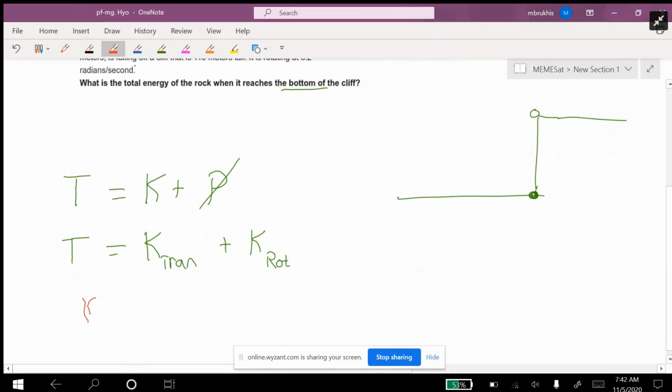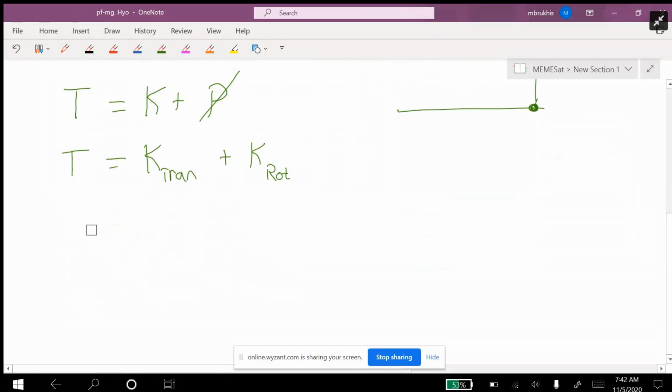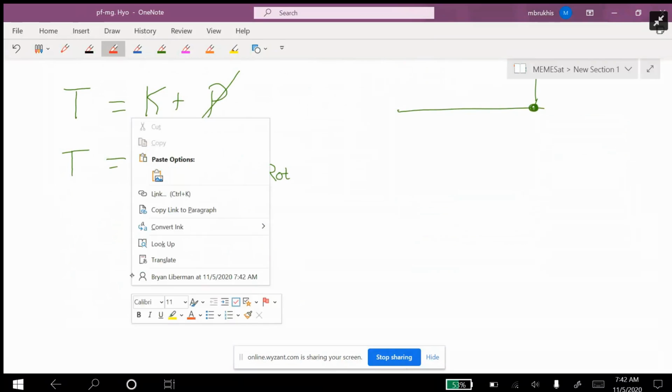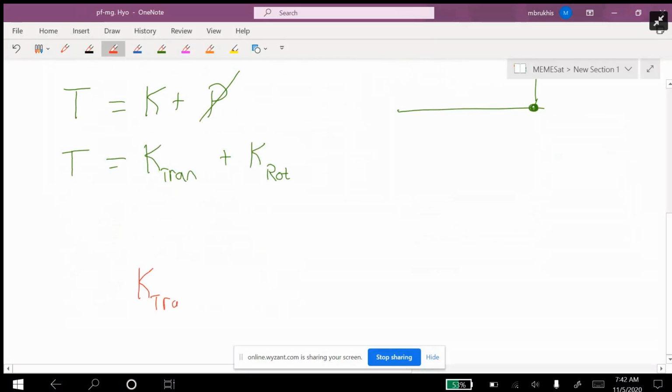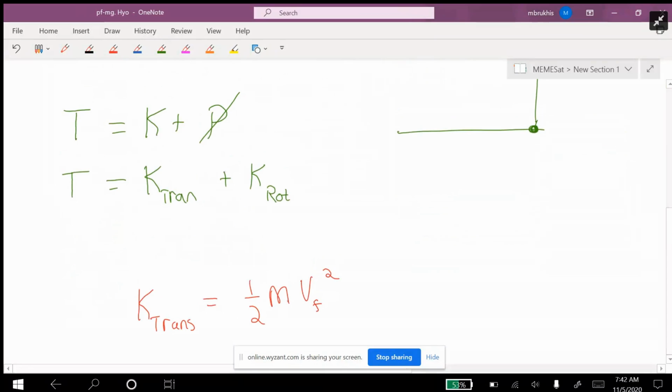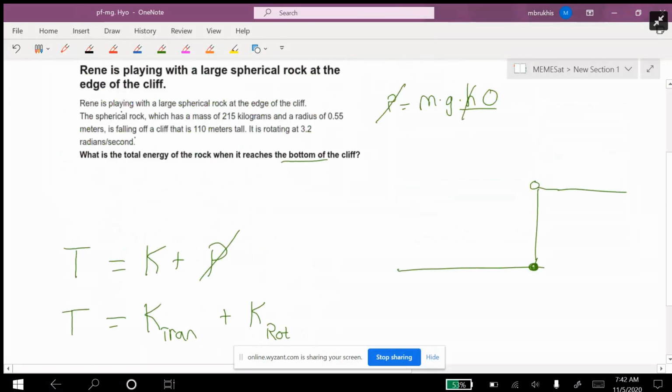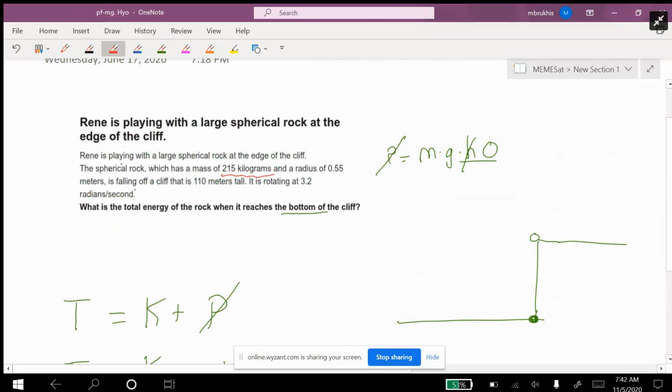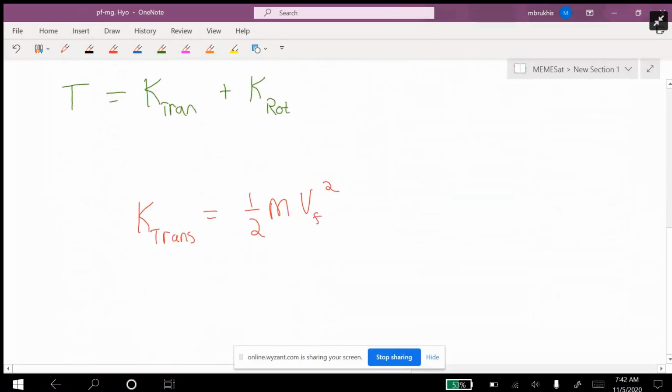So K translational, we might remember that formula as, let's see. There we go. K translational is equal to 1/2 mv squared. Assuming that the initial velocity is 0, then we're confident saying that. All right, so we have the mass, where m is the mass and v is the final velocity. We know the mass of the rock is 215 kilograms, but what we don't have is its final velocity. So that's something we actually need to calculate.